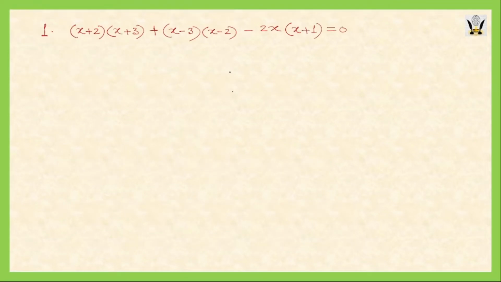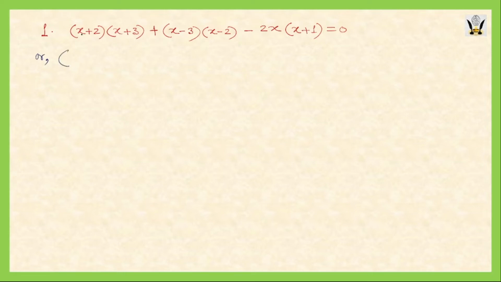This is our first problem, where we can see we have an equation with an equal sign, and on the other side we have 0. This is a linear equation in x, where x is the variable and the only variable in this equation. So first we will write the algebraic expression whose factorized form is this part.